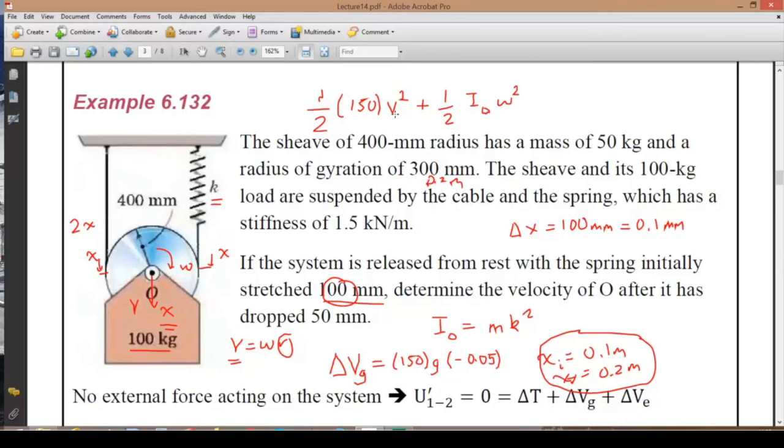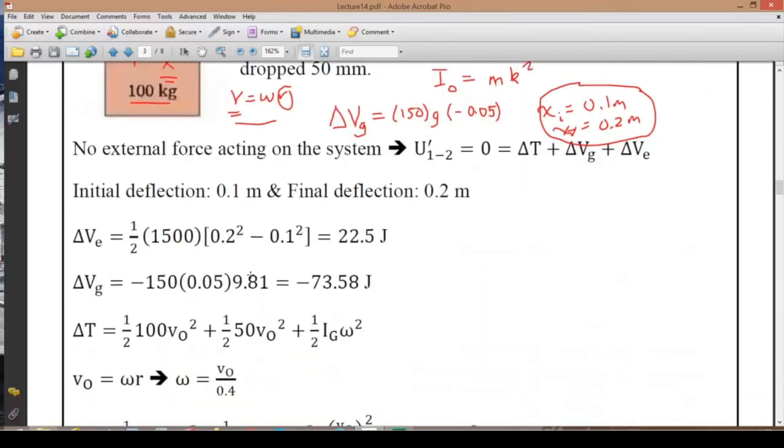Now, omega and v are related to each other by kinematics. So we can write v in terms of omega or omega in terms of v, whatever we are asked to determine. We are asked to determine the velocity of O, so we can write omega in terms of v, and say omega squared is v squared over r squared. Then we'll get an expression in terms of v, and this is how you would work it out.